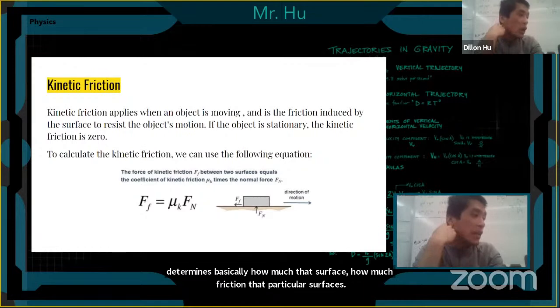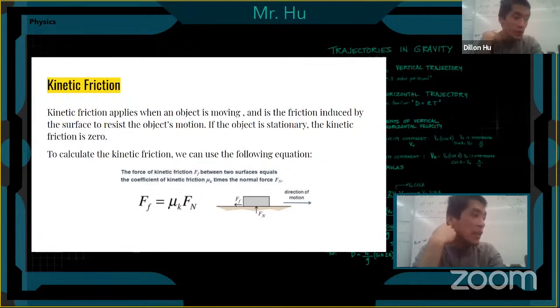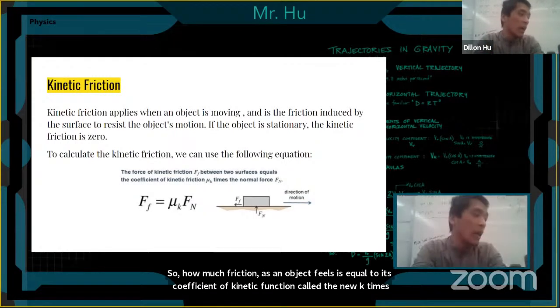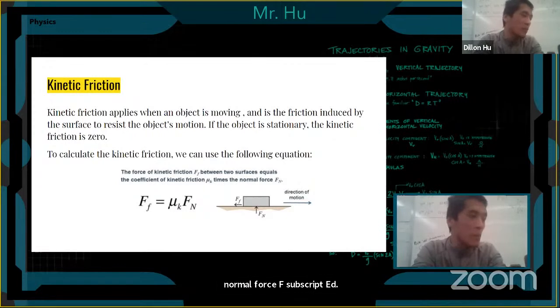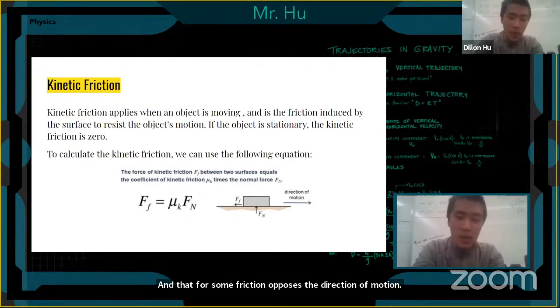The mu k, the coefficient of kinetic friction, will differ between surfaces. Sometimes I will ask you to determine it. Sometimes I will give it to you. I will never ask you to remember what the coefficient of friction is for rubber or something. I will never ask you to do that. But in the context of the problem, I may ask you to figure it out based on other information in the problem. So that is something that you will have to consider.